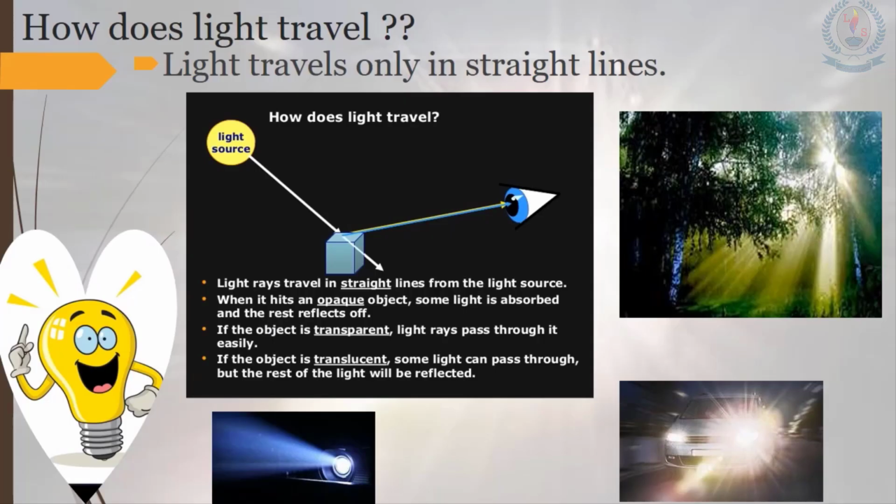Unlike sound, which needs a medium to travel through, light can travel in the vacuum of space. Once light has been produced, it will keep traveling in a straight line until it hits something else.